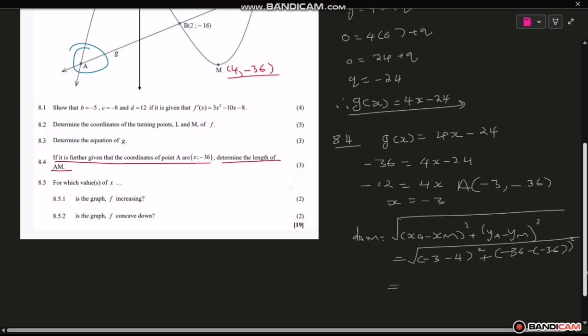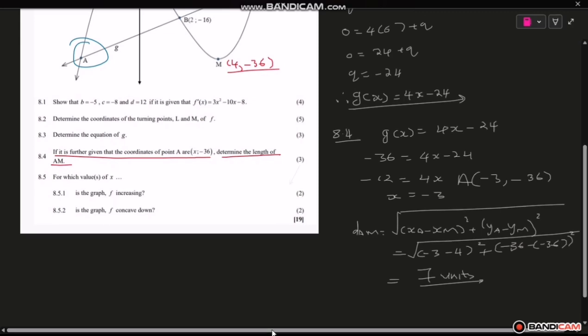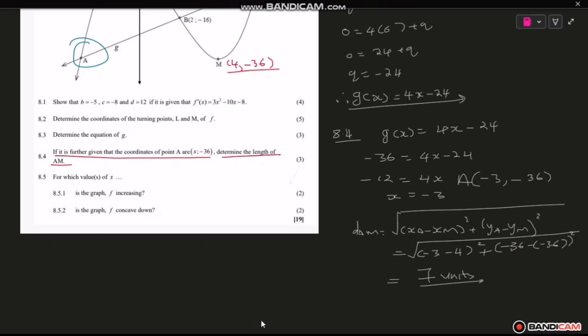Then for our answer, let me use my calculator quickly. Square root, open bracket negative 3 minus 4 close bracket squared, plus open bracket negative 36 minus open bracket negative 36 close bracket, and the bigger bracket, then squared. And we have 7 units. So this is the distance of AM, the length of AM. I hope that makes sense. So this is how you're solving these types of questions.